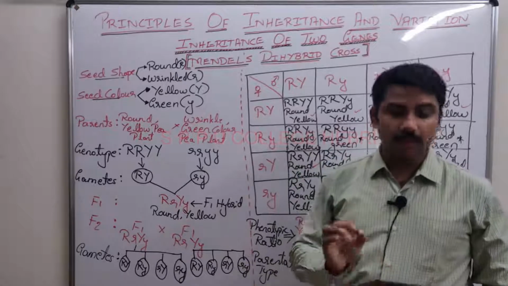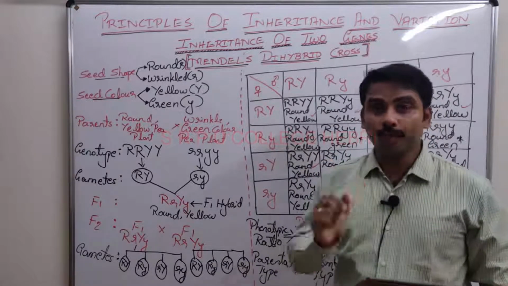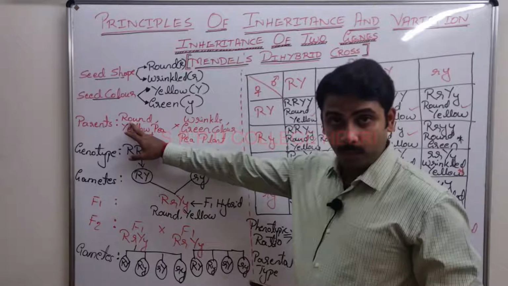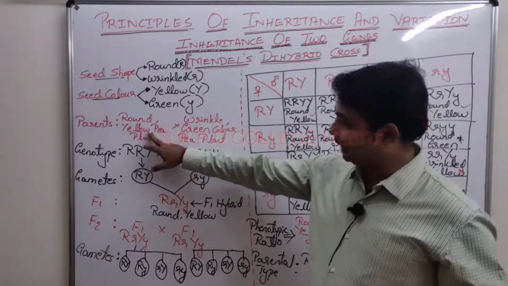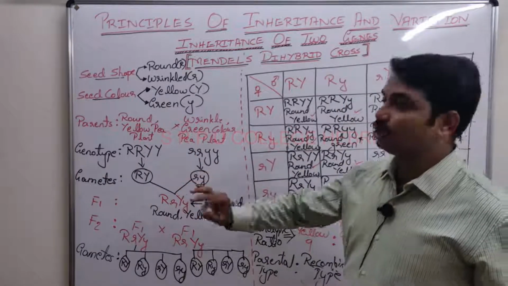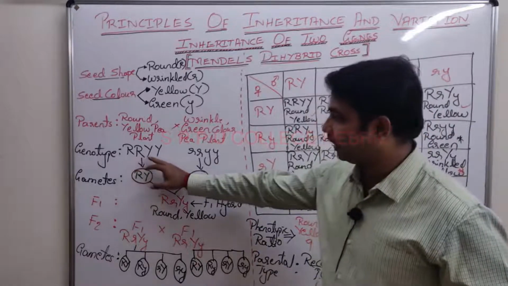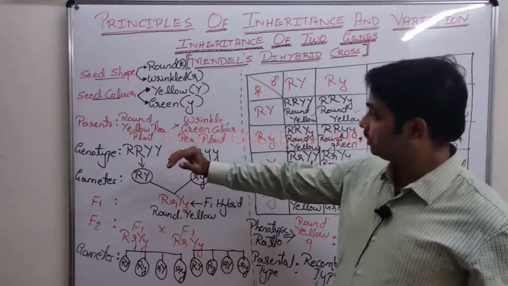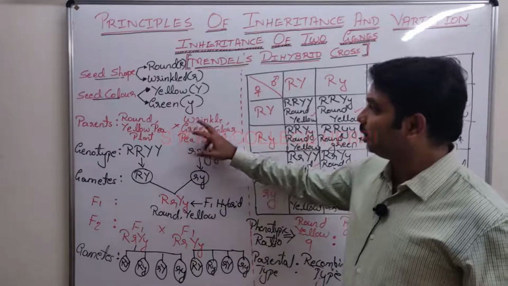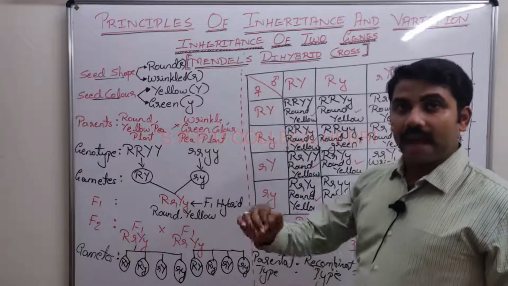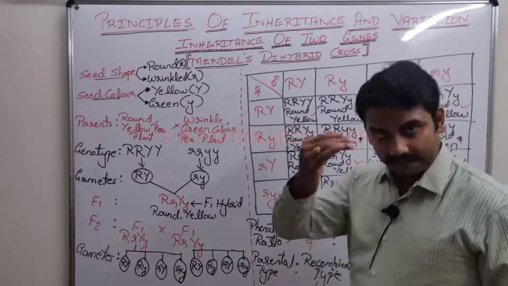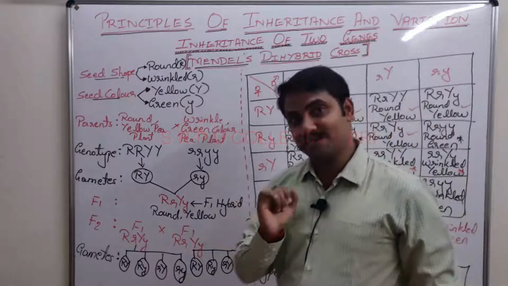Next line, write down. Mendel crossed true breeding round yellow seeded pea plant having genotype capital R, capital Y, with wrinkled green seeded pea plant, or you can write true breeding wrinkled green seeded pea plant having genotype small r, small y.